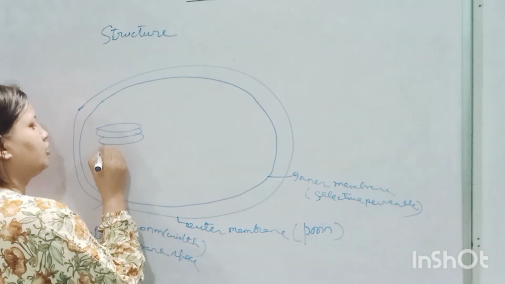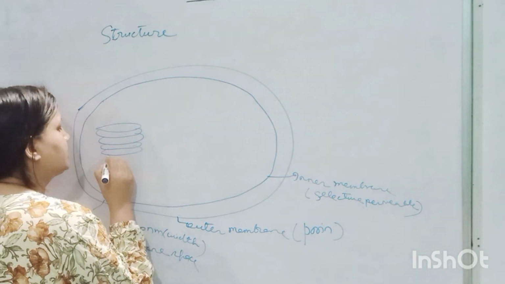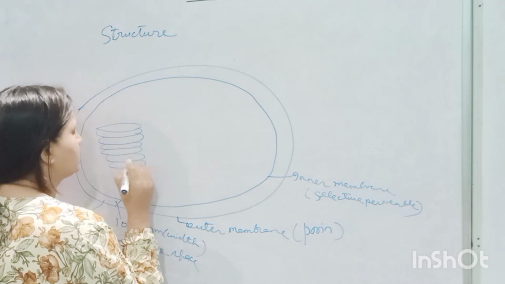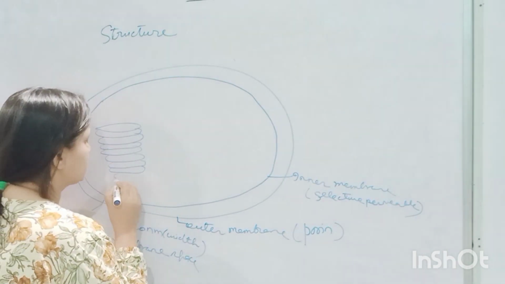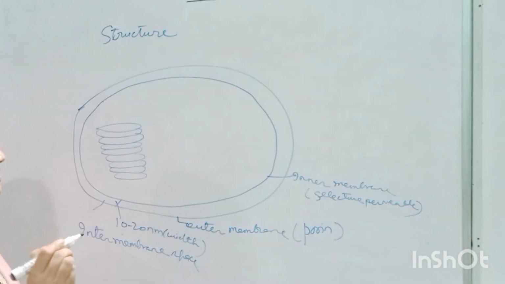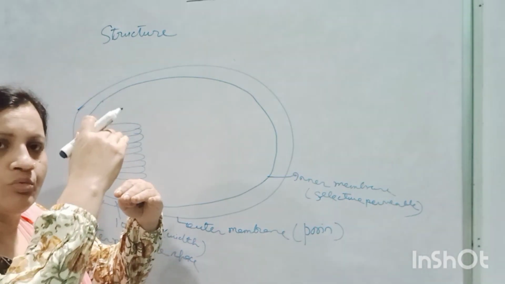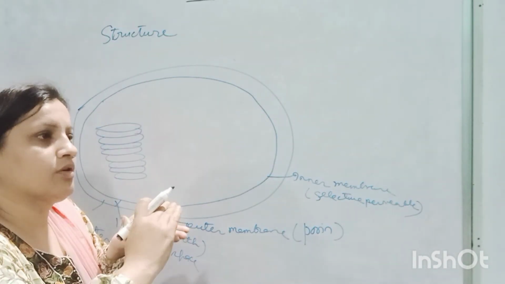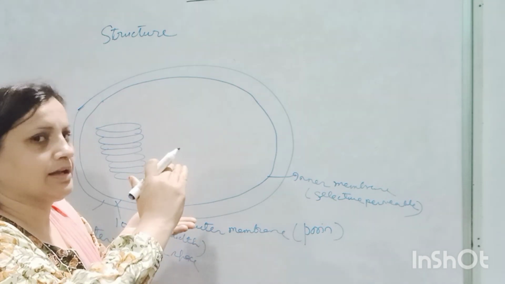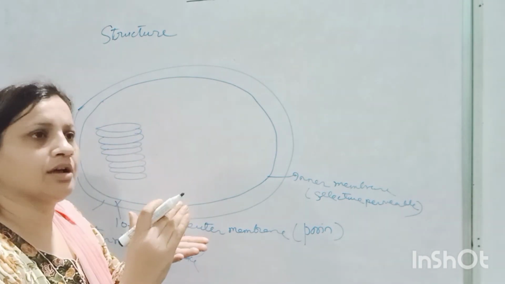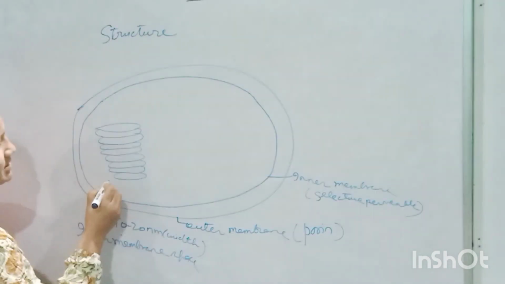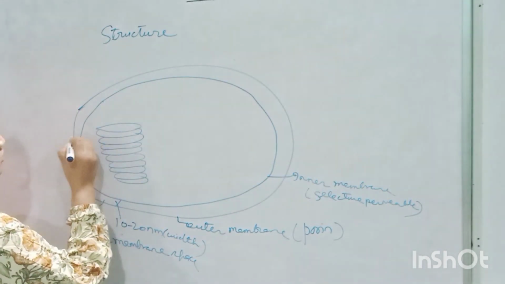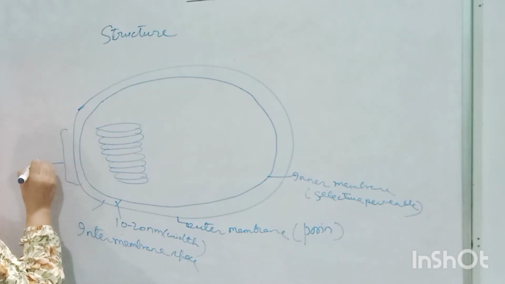The chloroplast has thylakoids. This one is a thylakoid, which is arranged like a stack of coins. The way we place coins one on top of another, in the same way the thylakoids are placed one on one. This is a thylakoid, and all together they are called a grana.